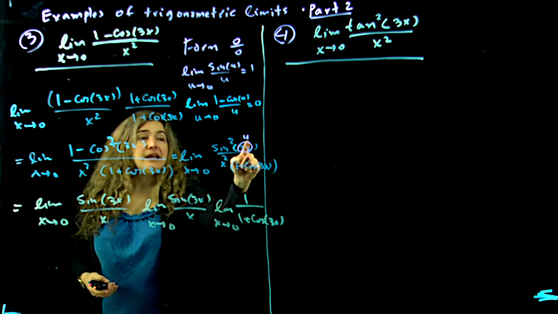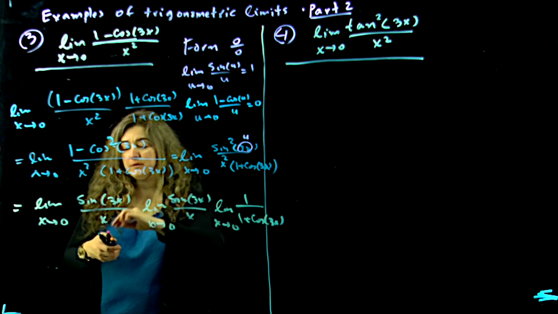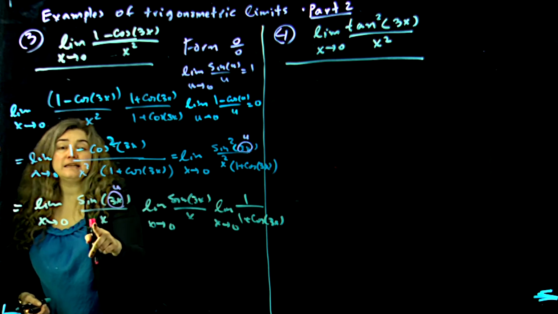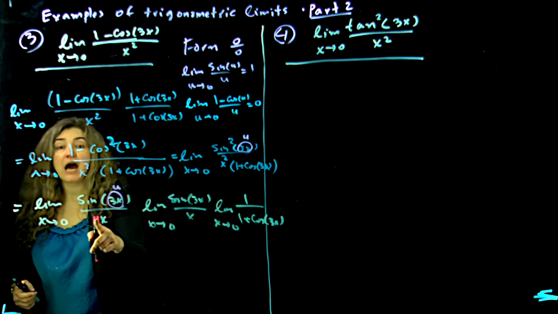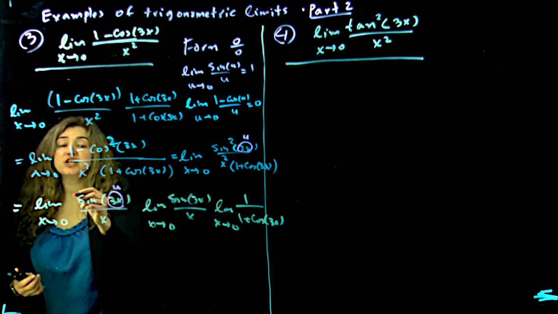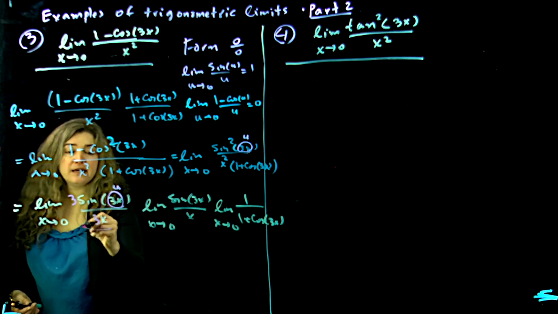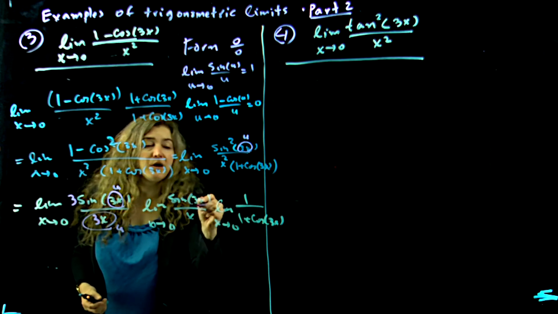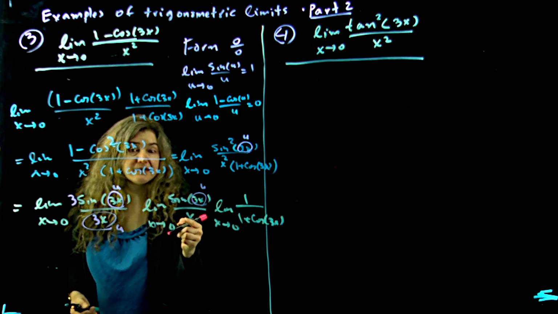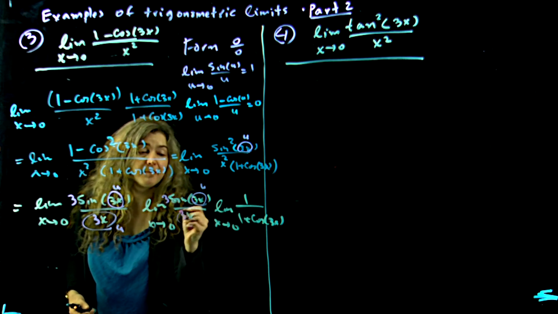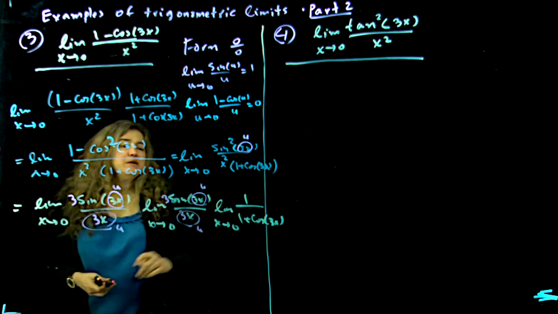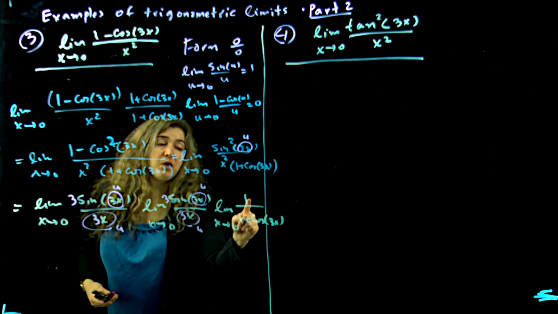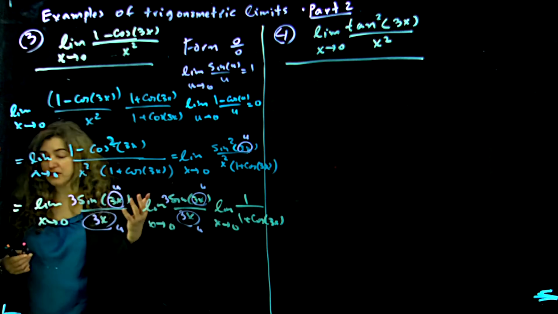Hold on. I decided 3x should be u. Let's make that u over here. So if that's u, I need the 3x on the bottom, right? I don't have 3x on the bottom. What do I do? I change the disguise, so I multiply top and bottom by 3. Here I want to have u, and u has to be 3x in the bottom. I don't have it, so I multiply top and bottom to get a u. By the way, the limit of 1 over 1 plus cosine of 3x as x approaches 0 is going to be 1 over 1 plus 1, which is 1 over 2.